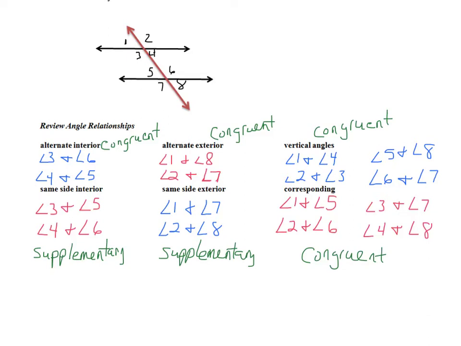Same side interior, these are supplementary, which means they add up to 180. Angle 3 and angle 5, angle 4 and angle 6. Same side exterior, these are also supplementary, angle 1 and angle 7, angle 2 and angle 8. And finally we have corresponding. These are congruent. We have angle 1 and angle 5, angle 2 and angle 6, angle 3 and angle 7, angle 4 and angle 8.